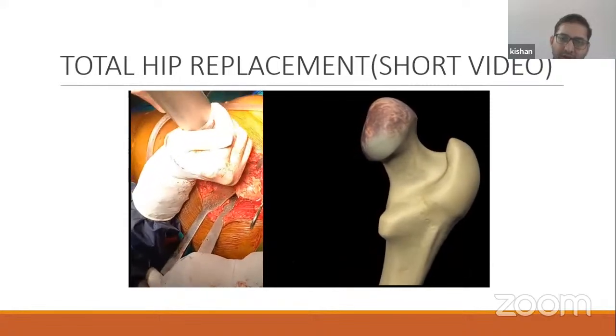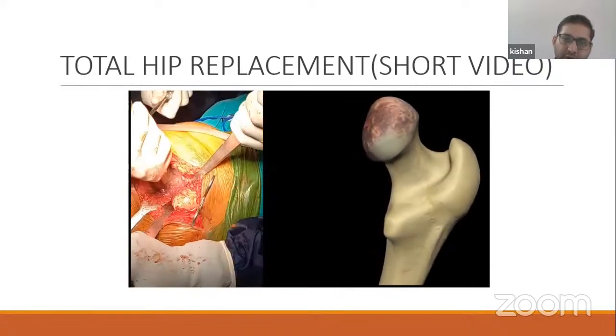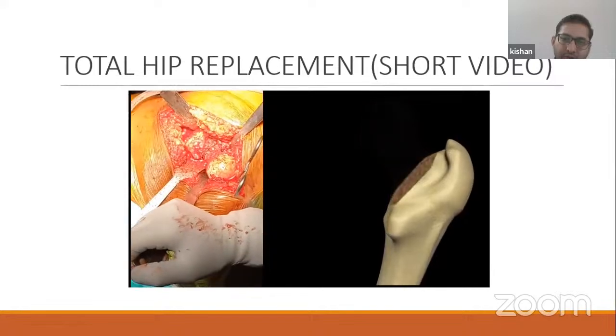So we cut the femoral head. This is the actual surgical video of myself. So we cut the femoral head.